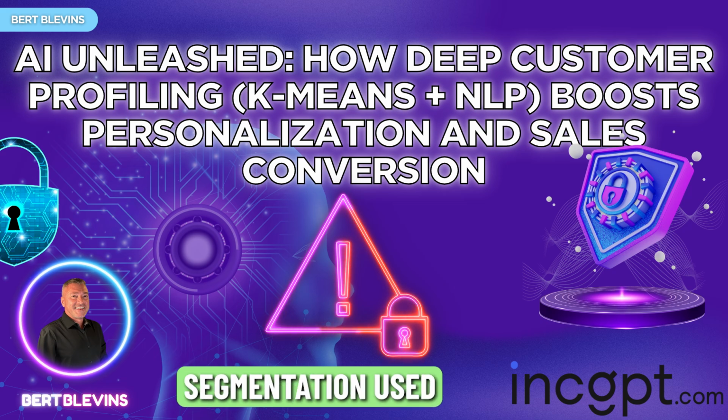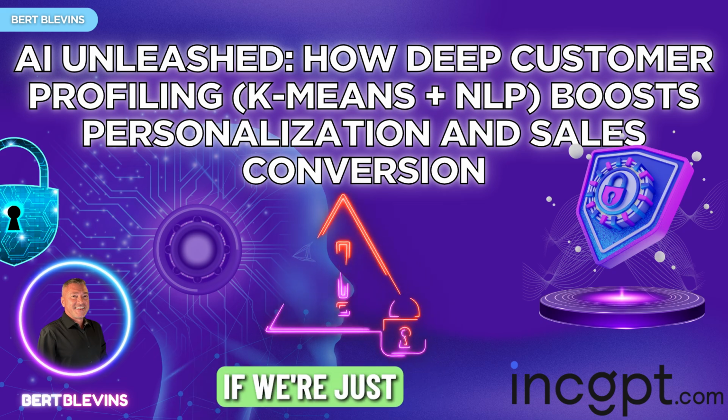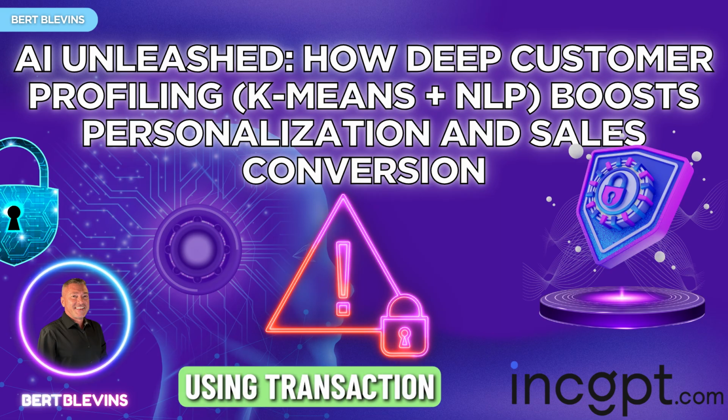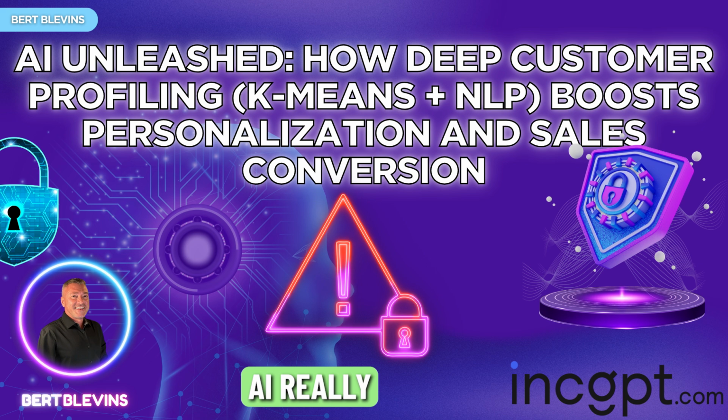Okay, let's unpack that. Because segmentation used to mean pretty broad groups. If we're just talking about, say, K-means using transaction data, isn't that just like a fancy loyalty card system? What's the AI really adding here, especially with data scattered everywhere?